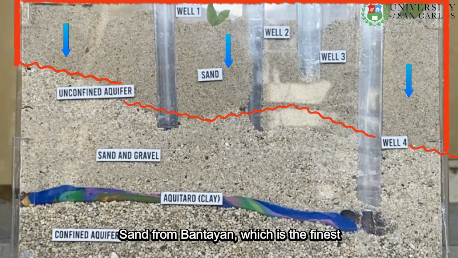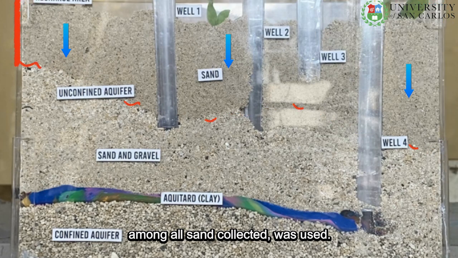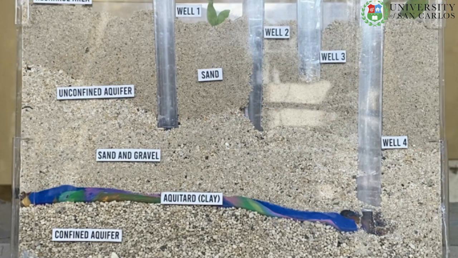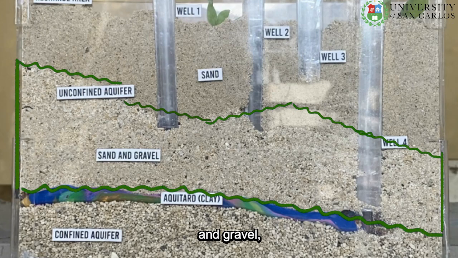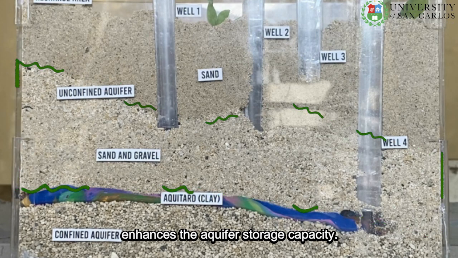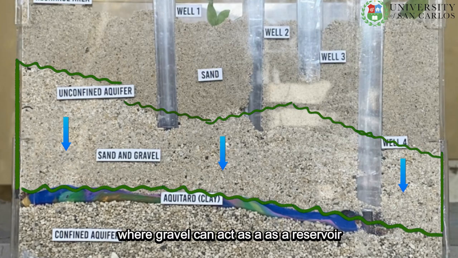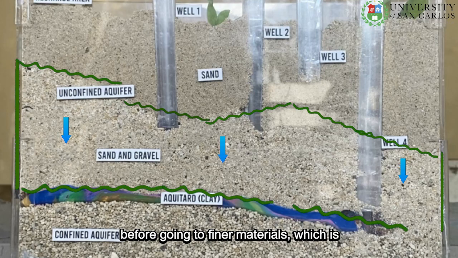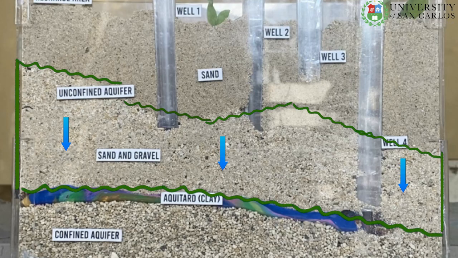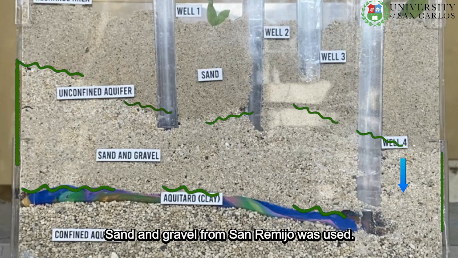Sand from Bantayan, which is the finest among all sand collected, was used. On the other hand, the middle layer, which consists of sand and gravel, enhances the aquifer storage capacity, where gravel can act as a reservoir that collects water before going to finer materials, which is the sand. Sand and gravel from San Remigio was used.